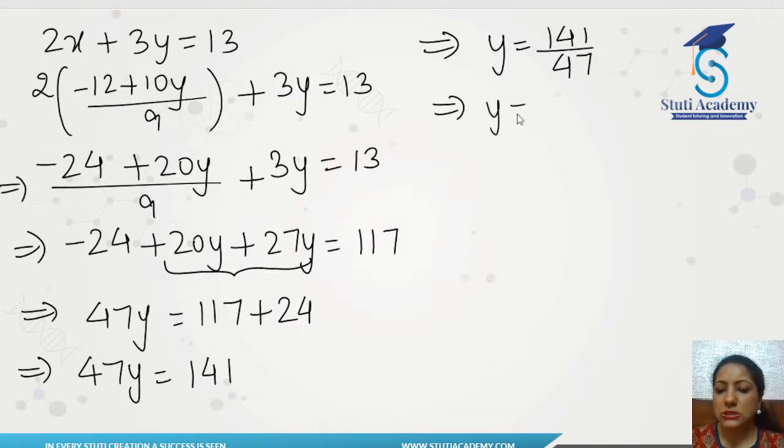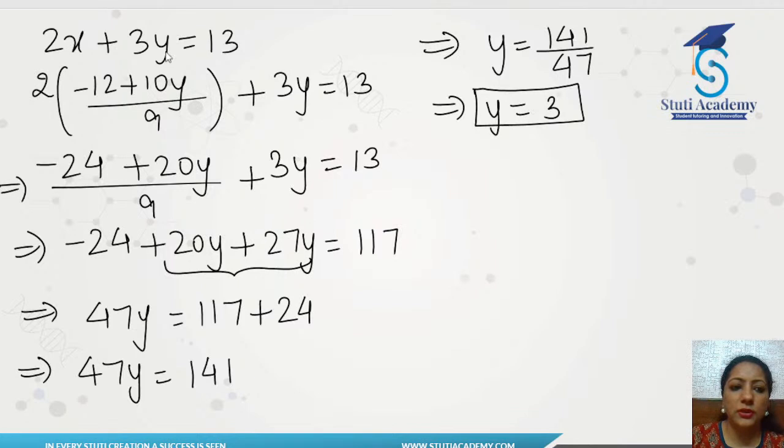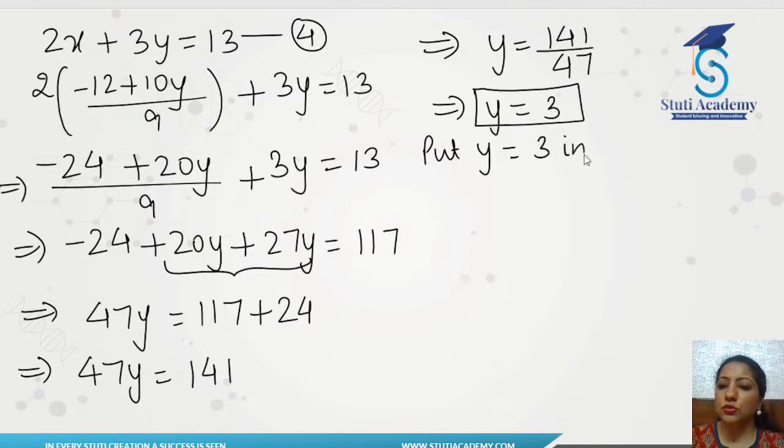So let's see. This is how much? This would be 3. So we've got the value of y as 3. We've got one of the variables here, y is equal to 3. So we're going to take this value of y and we'll put it here in this equation. This is the fourth equation. So put y is equal to 3 in the fourth equation.